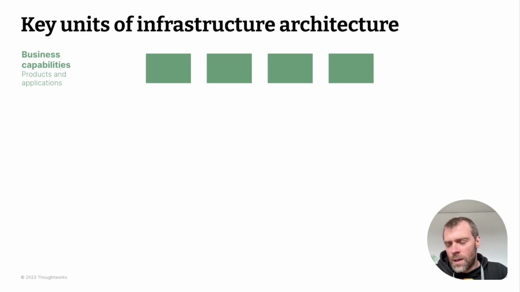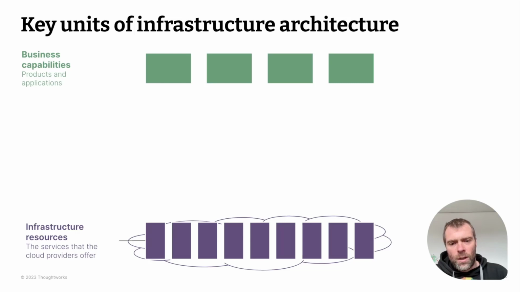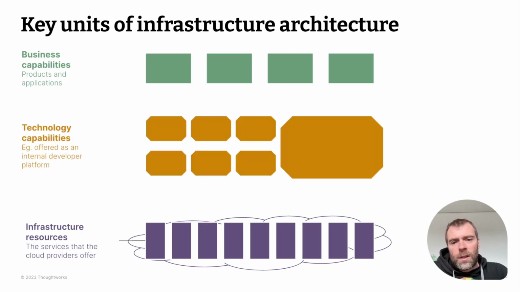So these are the services that your organization provides. On the other end of the scale, you have infrastructure resources that are usually provided by public cloud providers like AWS, Azure, or Google Cloud Platform. And now the question is, how can you bring those two layers together? For that, any organization usually builds what we call technology capabilities. And in a very sophisticated form, those are sometimes offered as something like an internal development platform.